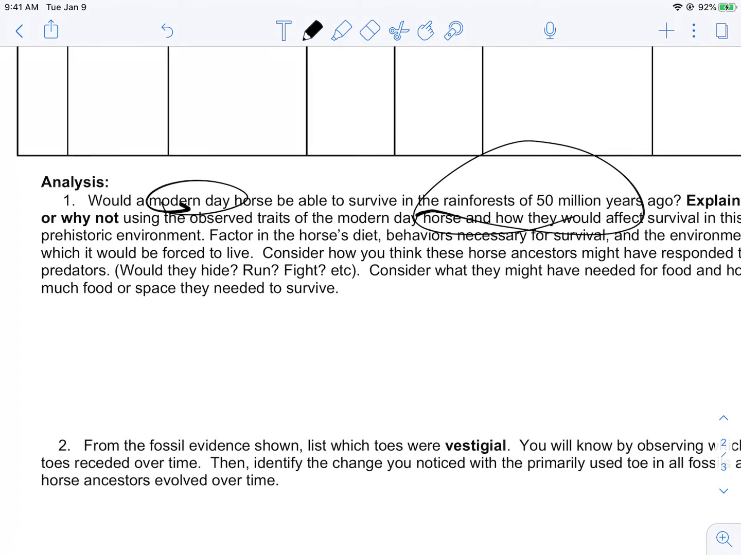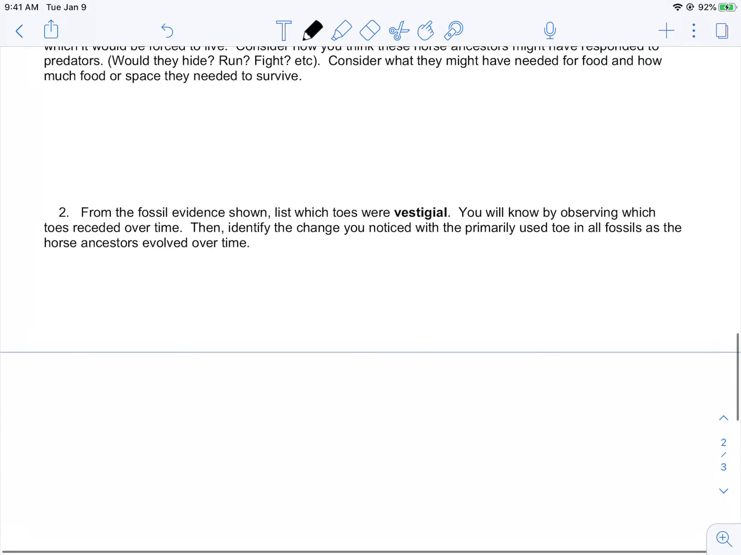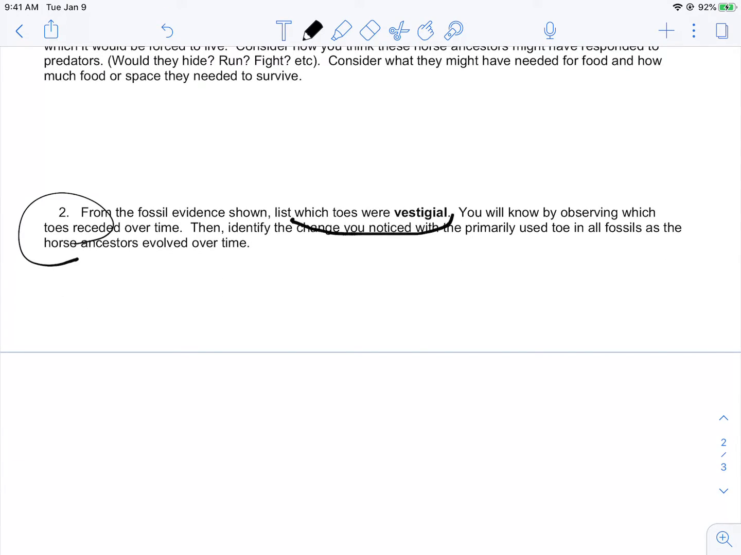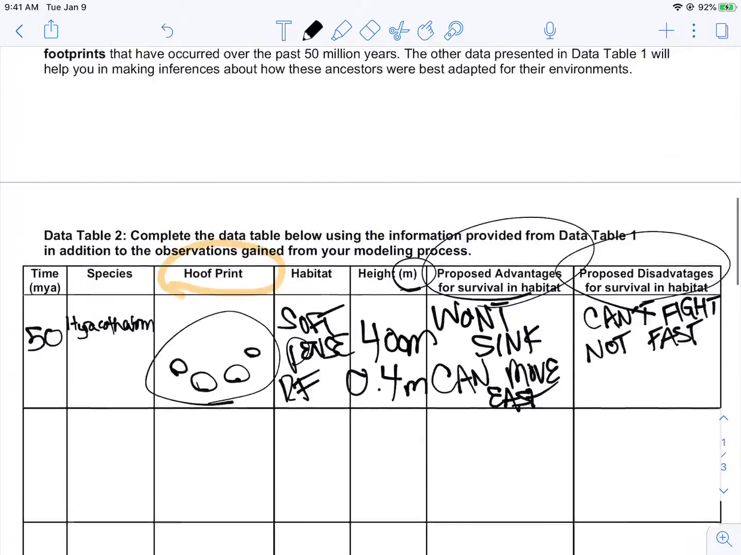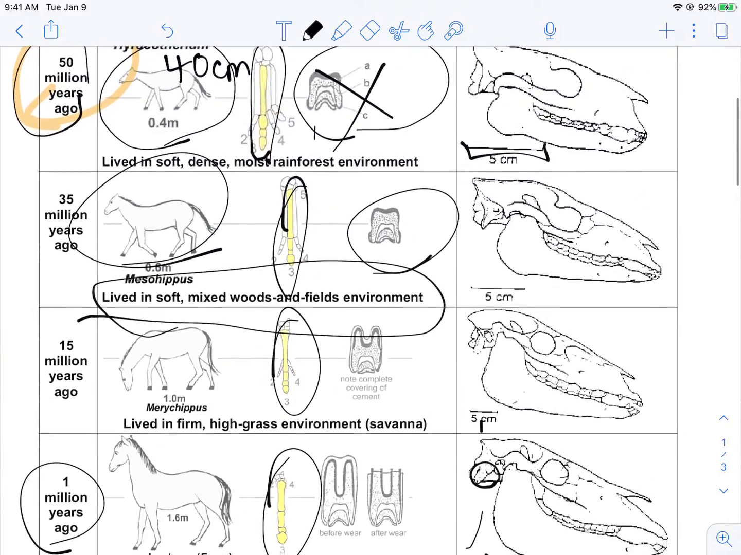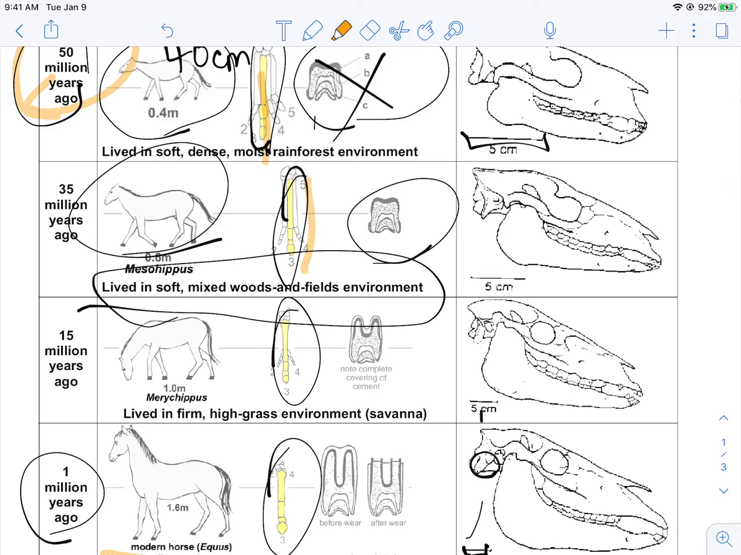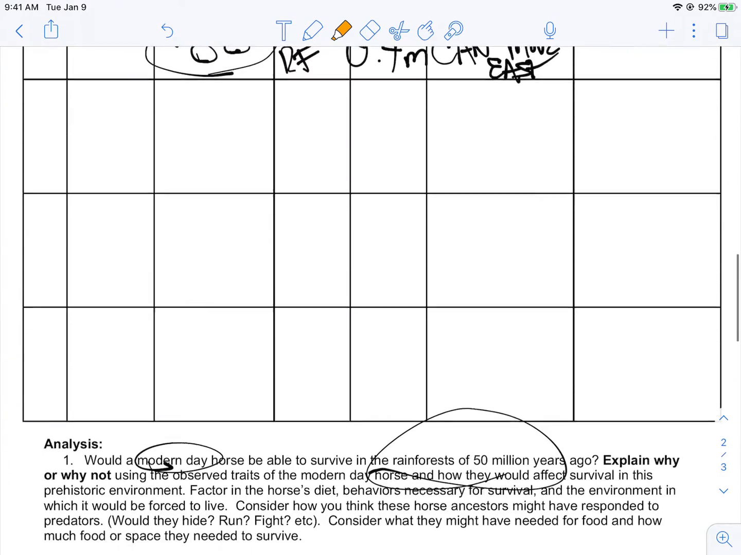And once you get through this chart, you'll be able to give me a pretty good judgment on whether or not you think it would be able to survive 50 million years ago. All right. The next thing is, from the fossil evidence, you'll have to tell me which toes were vestigial. And you'll tell me that by observing which toes receded over time. So if you look up here and you look at the 4 feet, which toes seem to be getting smaller, those would be vestigial. And then you're done.